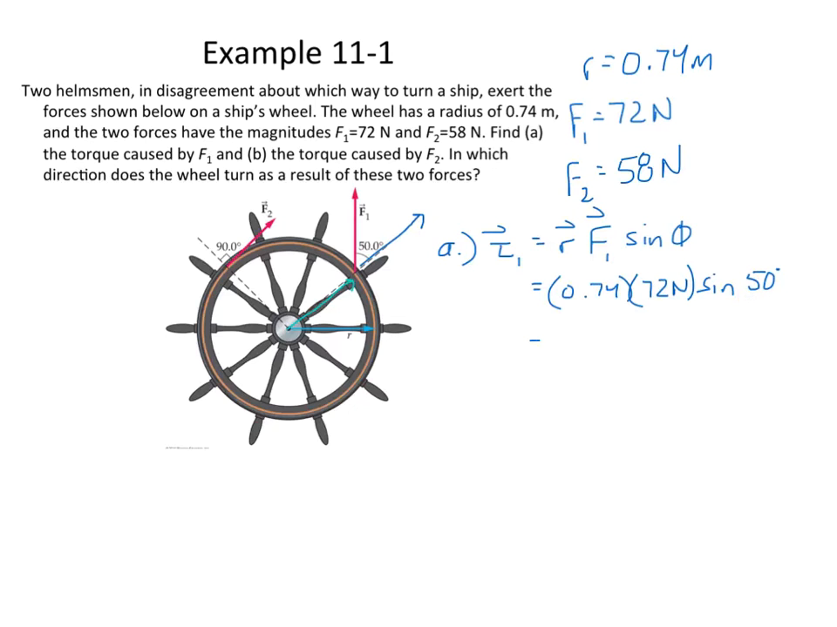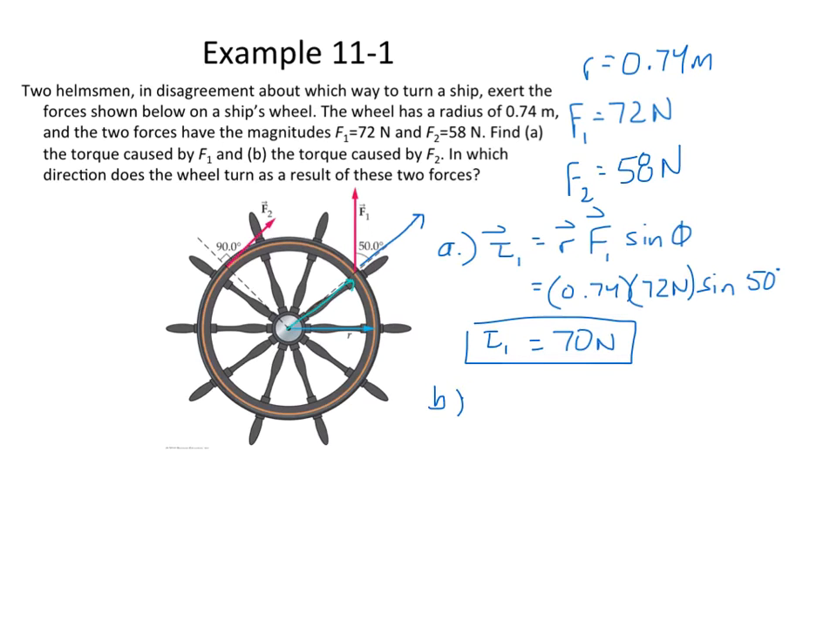All right. Well, what does that come out to be? 0.74 times 72 times the sine of 50. I get that is 69.6, which is actually going to round up to 70 newton-meters. Now, what direction is that going to be going in? Force 1 is going to be creating a torque that moves counterclockwise, so that is positive, right? So torque 1 is 70 newton-meters right there.